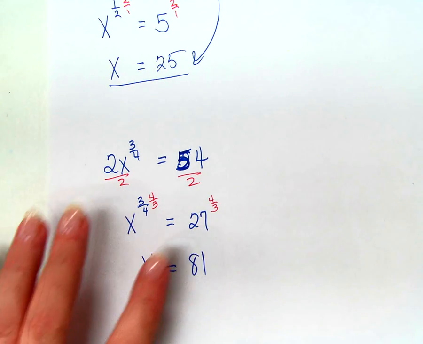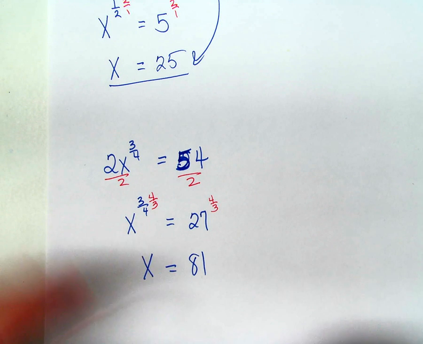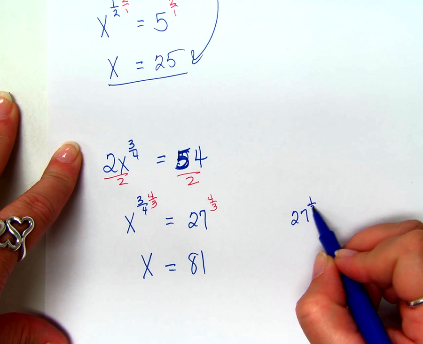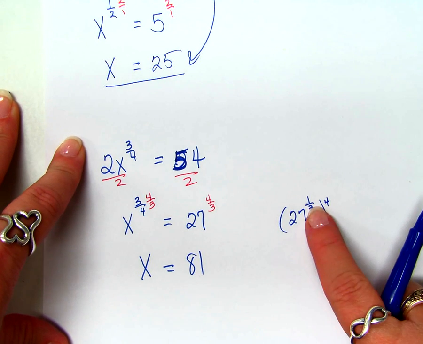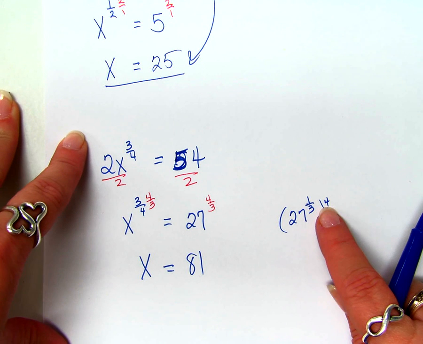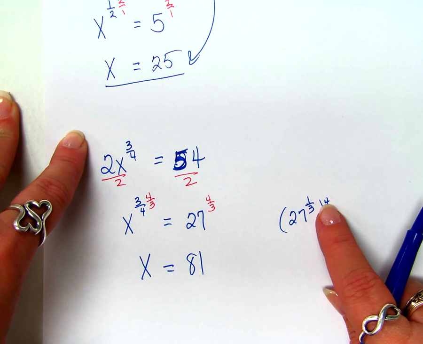Okay, let me show you. Actually, I can show you in about 14 different ways. Here's one of the ways. 27 to the 1/3 power raised to the 4th power. What do I do when I have an exponent raised to a power? What do I do with those numbers? I multiply, right? A power raised to a power.